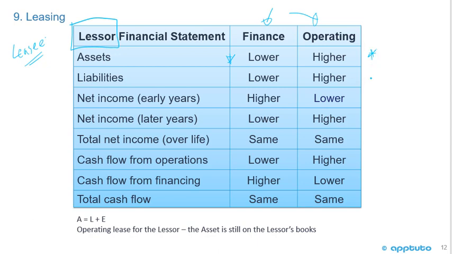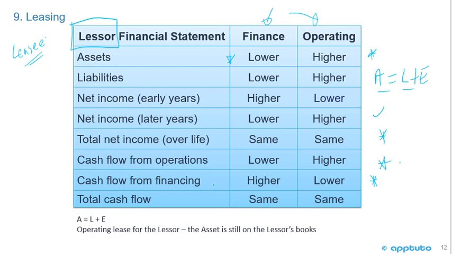So if I've got the higher assets, again, assets equals liabilities plus equity. If I've got the higher assets, I've got the higher liability. I've got the lower net income in the early years. Net income in the later years is going to be higher. Total net income over the life is going to be the same. Cash flow from operations is going to be higher on an operating lease. And my cash flow from financing is going to be lower.